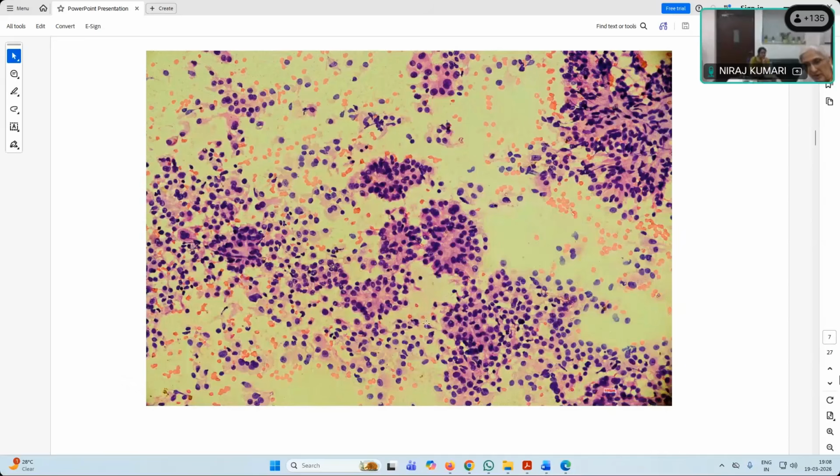Komal, you said there is overlapping. So what differential diagnosis are you thinking? And do you find other supportive features for that?